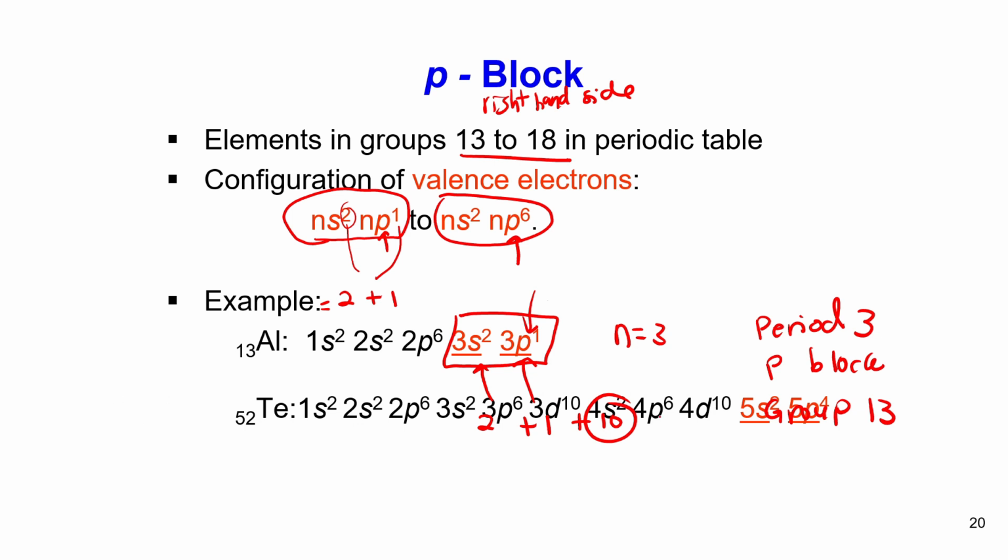Another example, we have 5s2, 5p4. So this element is in period 5, block P, group 4 plus 2 plus 10, group 16.